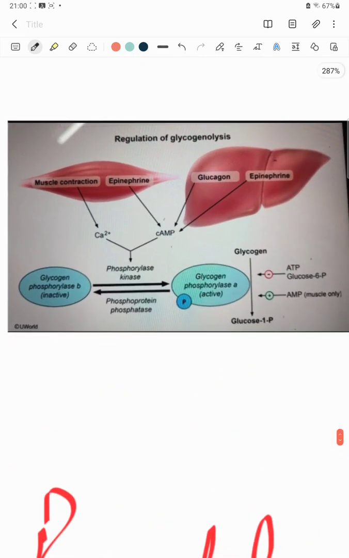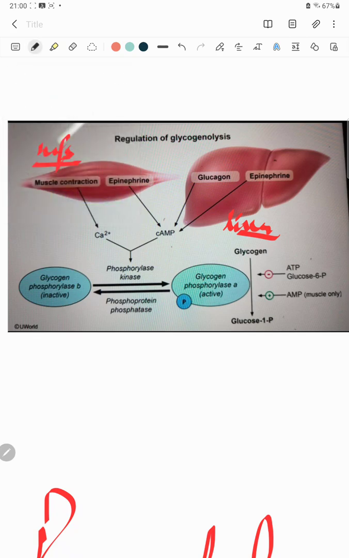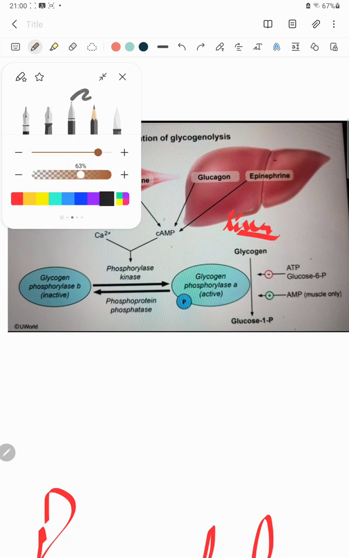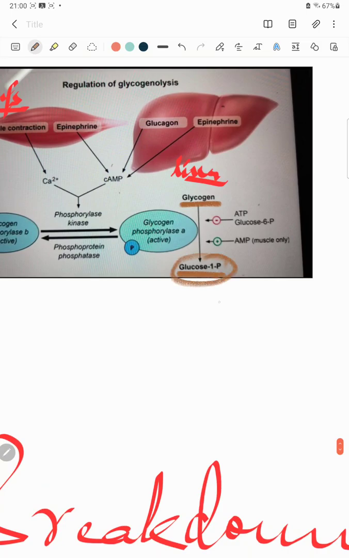So the idea here again is that this is your liver and this is your muscle. So both of them are the storehouses of glucose, and the basic understanding is we want to break down this glycogen into glucose 1 phosphate, because this glucose 1 phosphate is the one which we are going to use to drive energy.